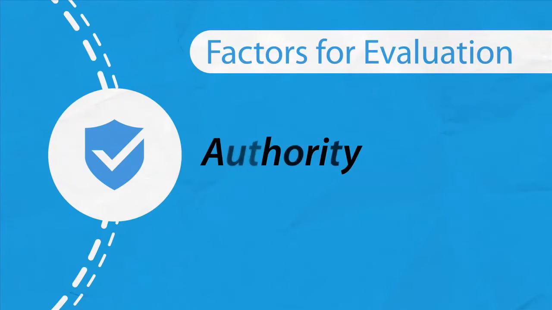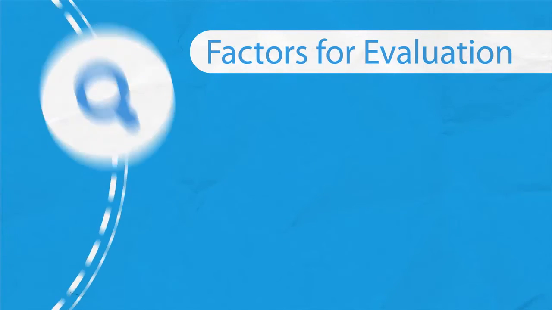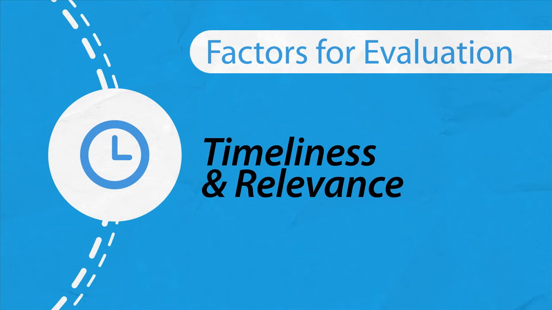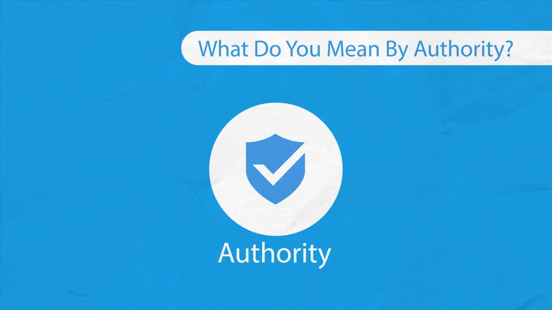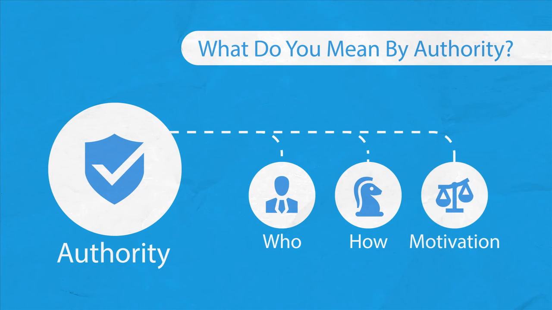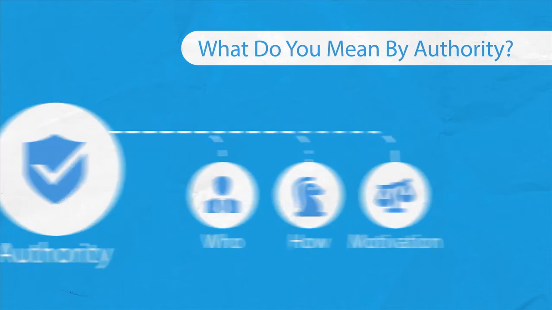What you should look for in your resources is authority, objectivity, timeliness and relevance. So what do we mean by authority? Knowing who has the information, how they have developed it, and understanding their motivation will help you assess its reliability. It's important to be able to identify a resource's author, sponsoring body, or source. If you don't know where the information came from, how can you trust it?